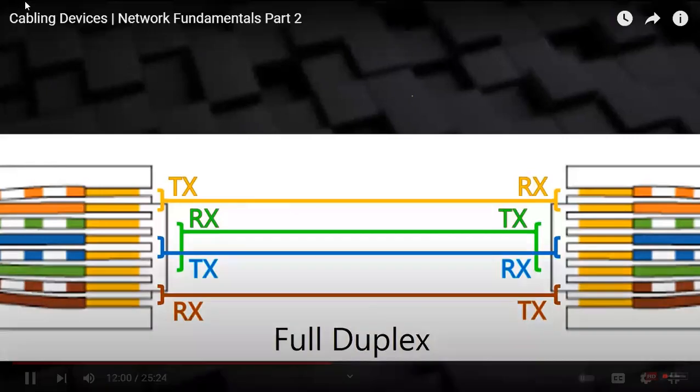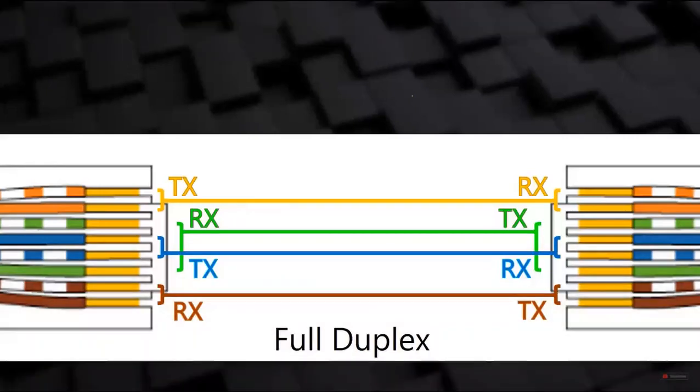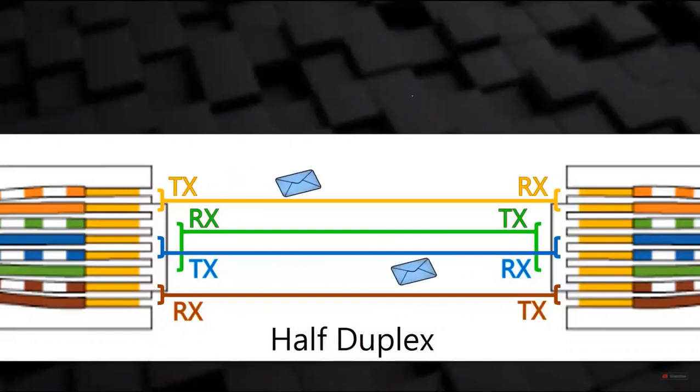Sometimes a device will not be able to send and receive at the same time. Instead, it will send for a while, stop, and then receive for a while. This is called half duplex. These devices can still send and receive, but they can't do both at once. Full or half duplex is determined by the cabling that's used, the capabilities of the device at both ends of the link, and the software configuration.